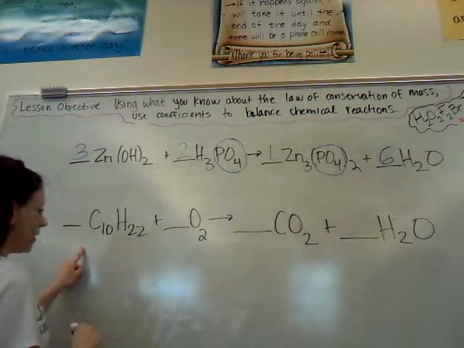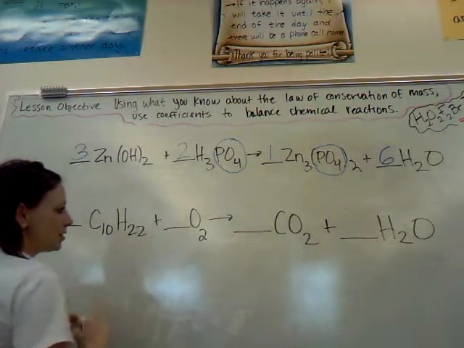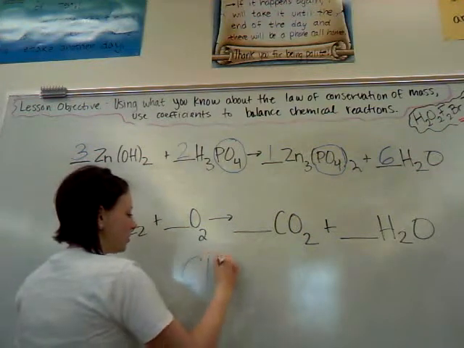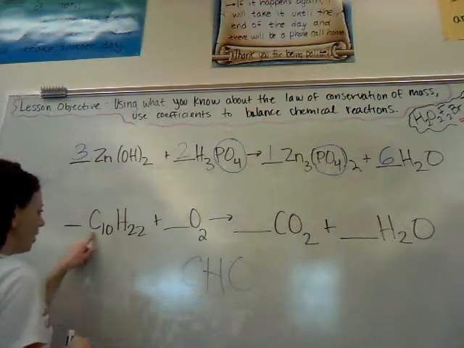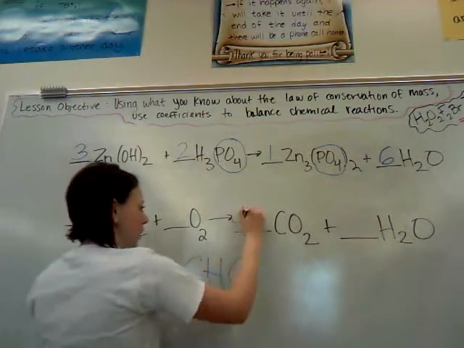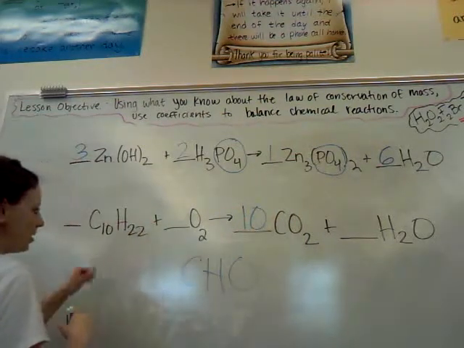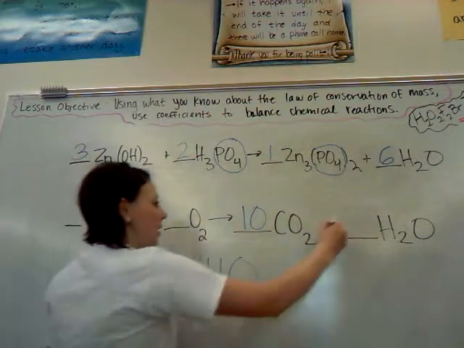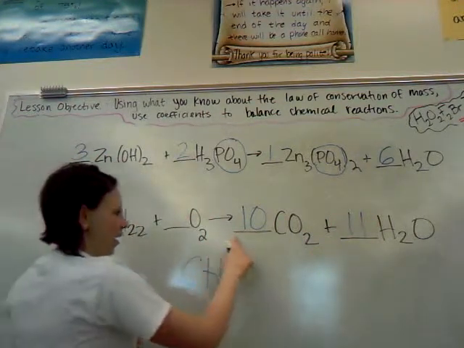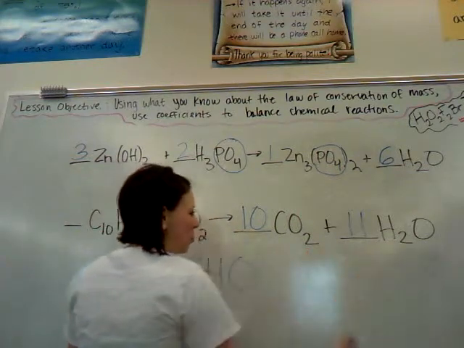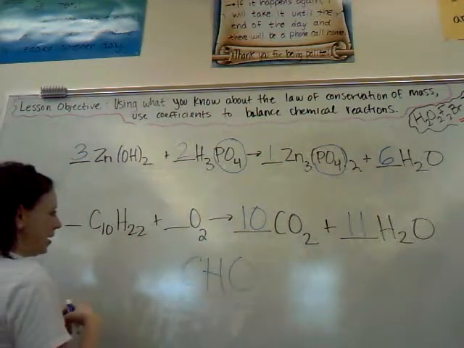Second reaction, I like these. There's only carbons, hydrogens, and oxygens, and that is the exact order to balance them in. The CHO method, C-H-O. 10 carbons on the left, let's put 10 carbons on the right. 22 hydrogens on the left, let's make it 22 hydrogens on the right. Now I've got 31 oxygens on the right side.